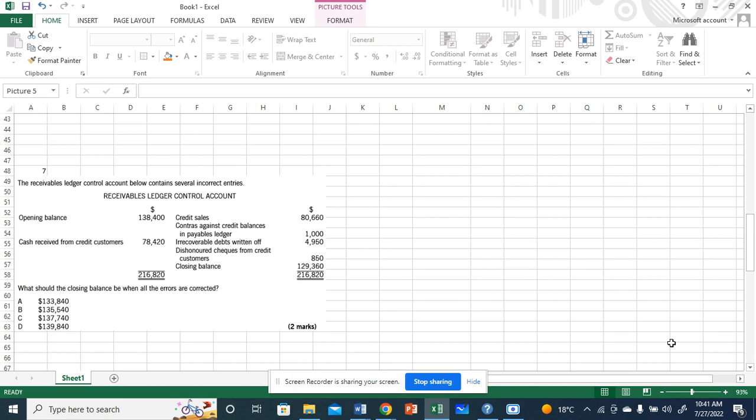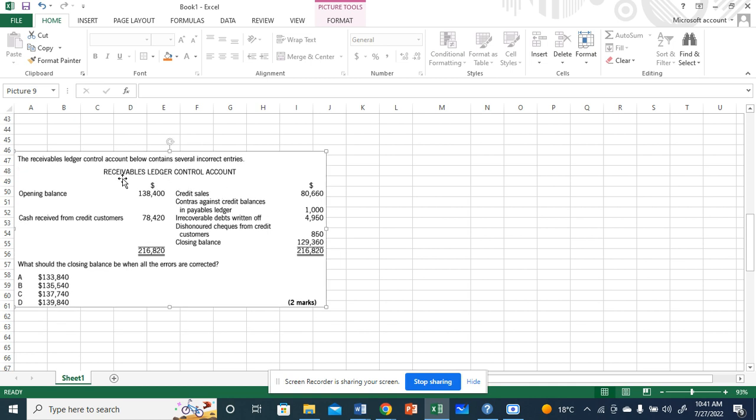Right, we have question 7 here. The receivables ledger control account contains several incorrect entries, 7 incorrect entries. So what should the closing balance be when all the errors are corrected? Let's look at all of these transactions one by one. Opening balance, it's correct to be on the debit side. Remember, the receivables control ledger is an asset account, so it usually has an opening balance on the debit side. So the opening balance is okay here.